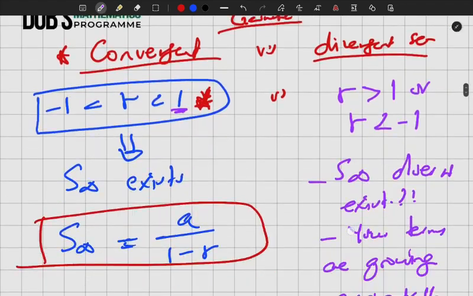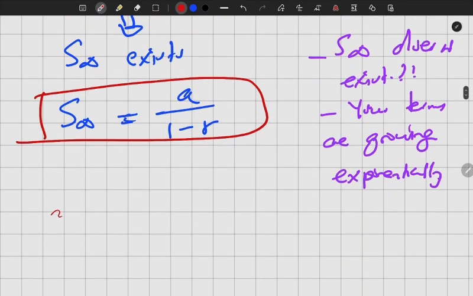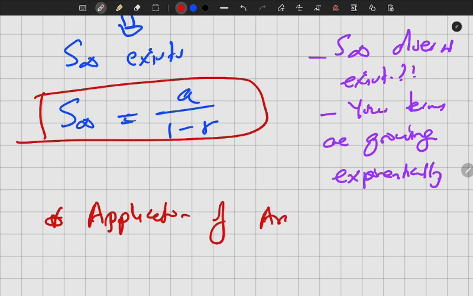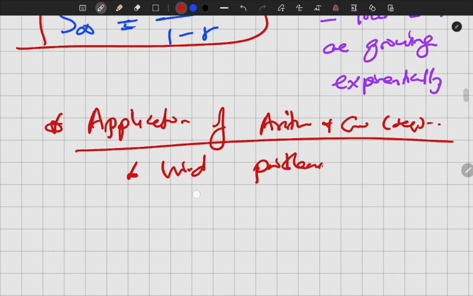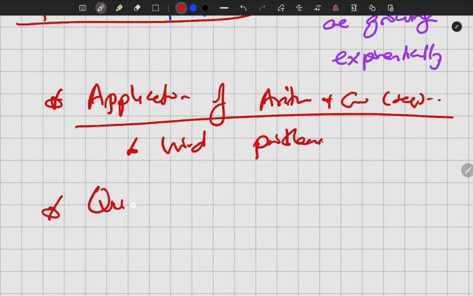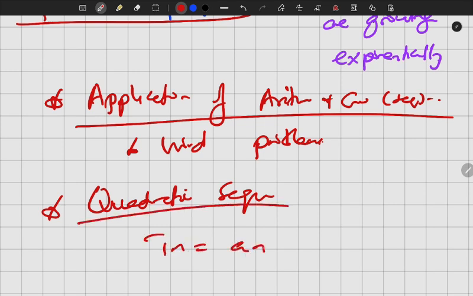Then you also need to know the word problems. So basically, application of arithmetic and geometric sequences and series. Those are your word problems, which are your level 4 questions. And then also from a grade level, you need to know your quadratic sequence, which is the nth term.